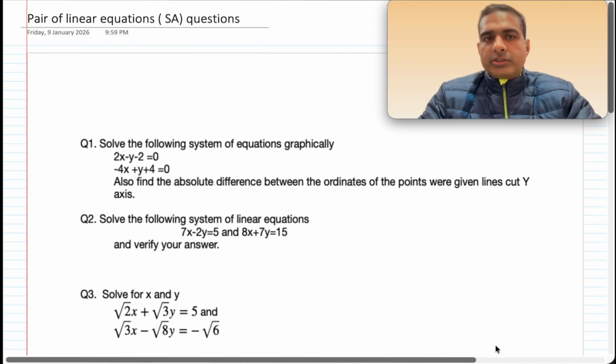Today we are going to discuss pair of linear equations in two variables. We are discussing some descriptive questions here which have been asked in the previous year question papers.